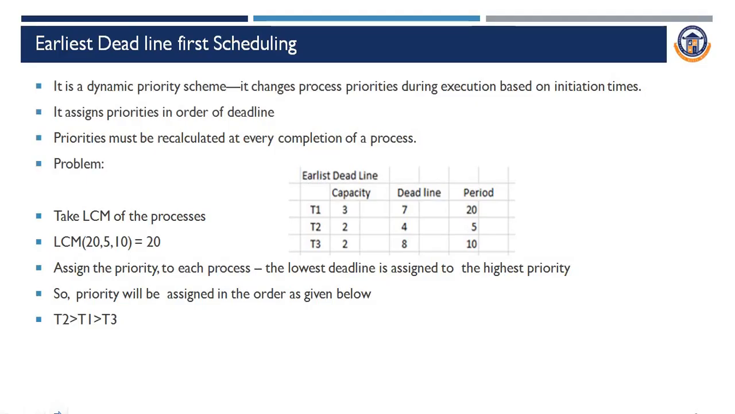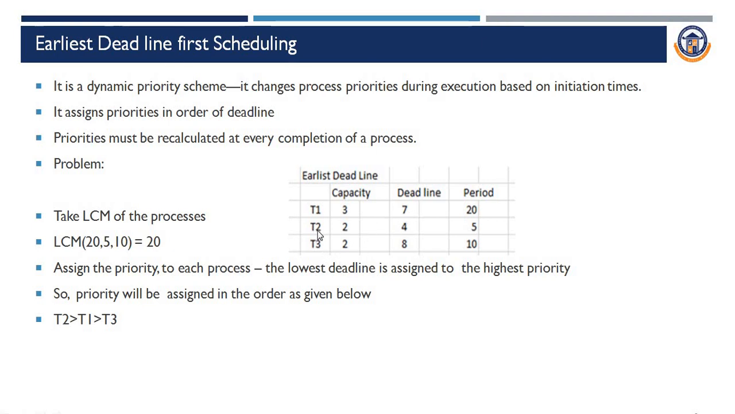In the earliest deadline first scheduling algorithm, each process is assigned a priority based on its deadline. It has to process some amount of units, namely its capacity, for the period given in the problem. For example, for 20 periods it has to process 3 units. Though the period is 20, we have to process these 3 units before the deadline of 7 is reached.